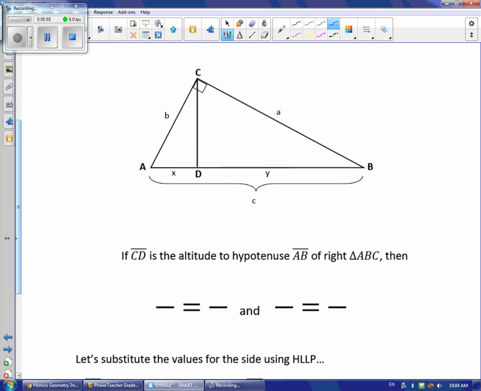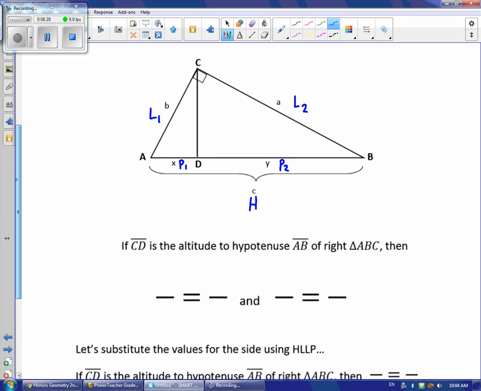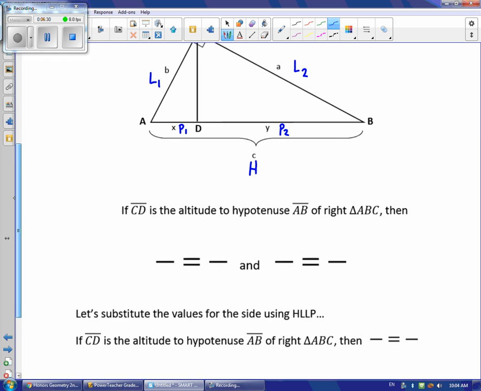Okay, now there's two different ways we can set up HELP. If we look at C would be our hypotenuse, and we are going to have part 1 and part 2 because the hypotenuse is going to be split into two segments by the altitude, and then we need to label the corresponding legs. If X is P1, leg 1 has to be B, and leg 2 has to be A. So remember, leg 1 and part 1 have to be next to each other, and leg 2 and part 2 have to be next to each other. You can make them whatever you want as long as they are next to each other.